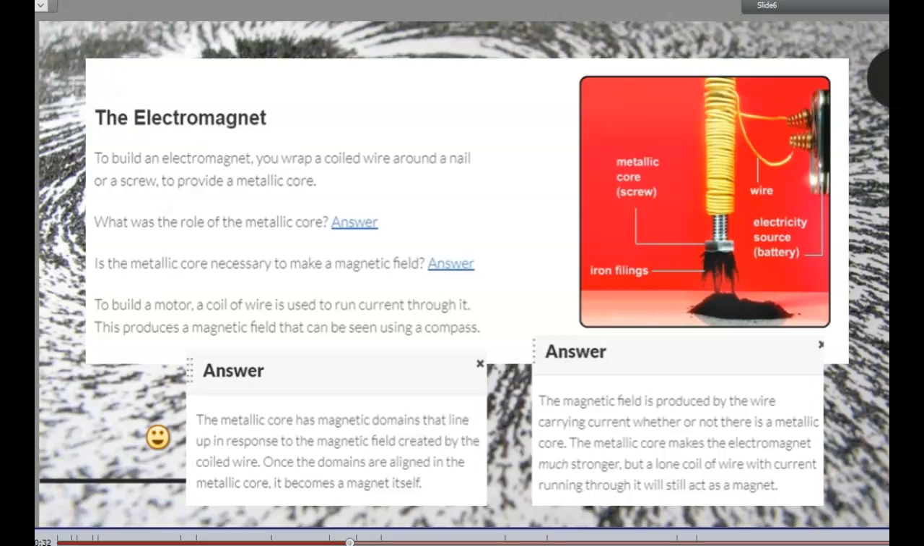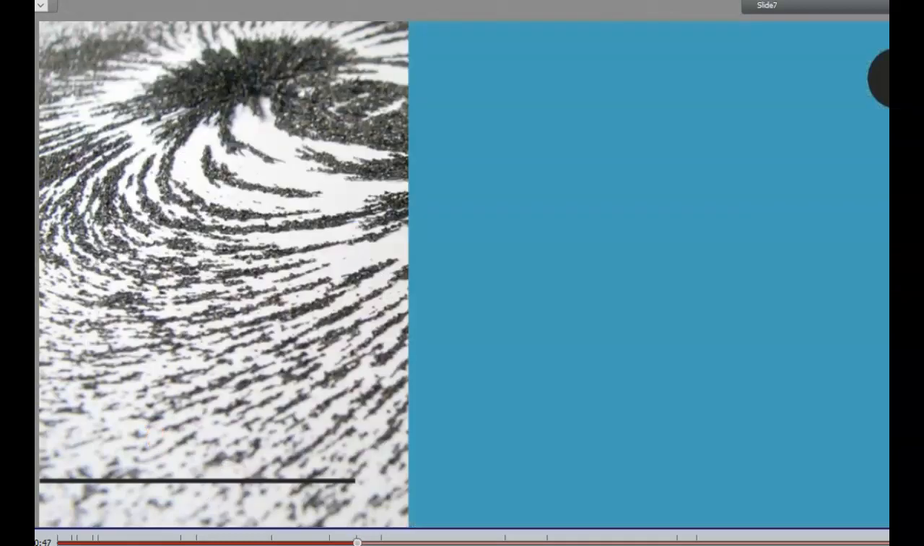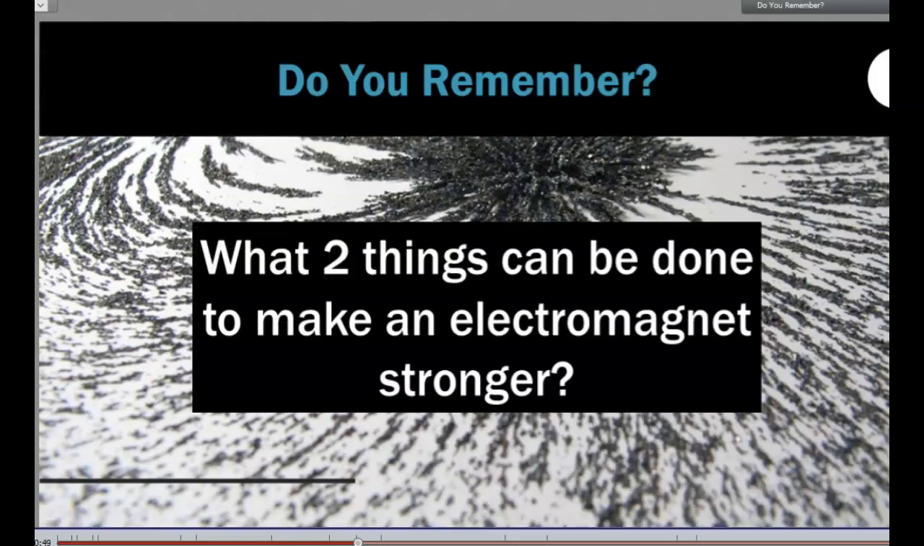All right. And then the next question, is the metallic core necessary to make the magnetic field? And we know that yes, it is. We just talked about that. All right. So pretty easy, very basic. I'm not sure why that slide is blank, so we'll go to this one.